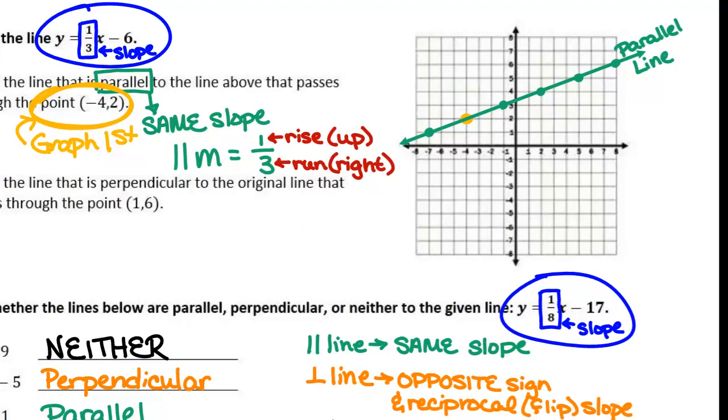Nope. You're not graphing that line at all. The only thing that you need that given line for is the slope.